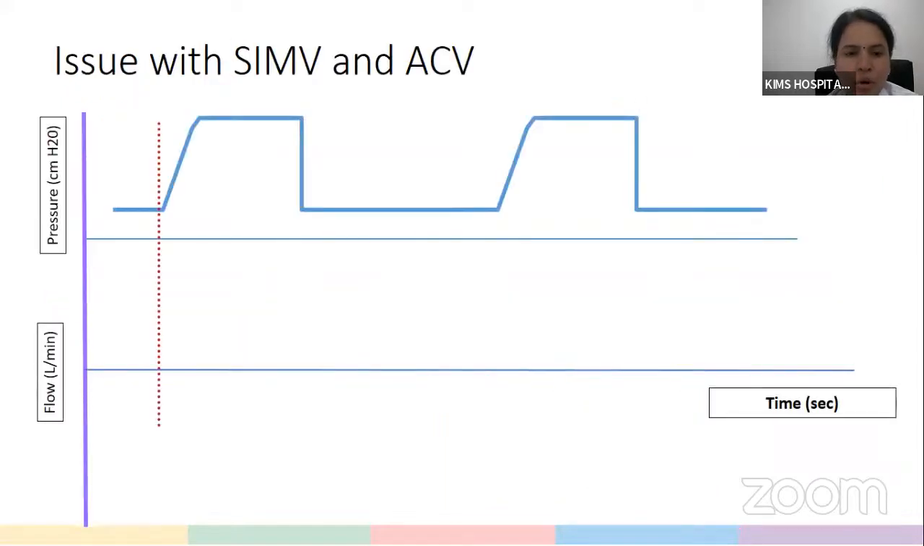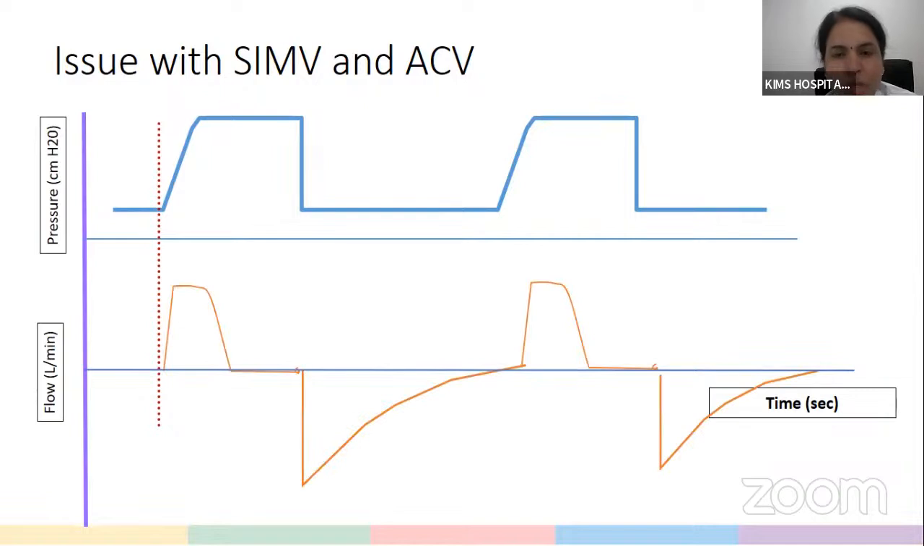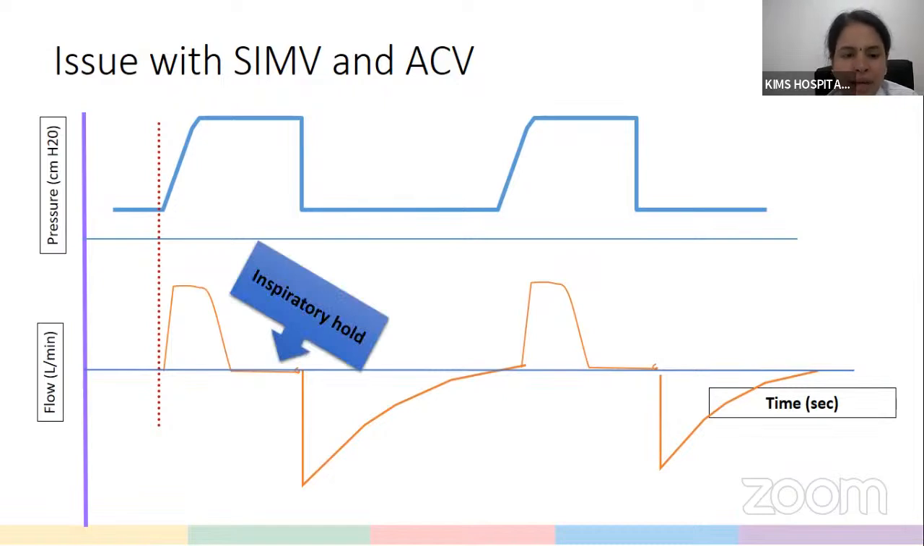So the issue with both SIMV and assist control, which are both time cycled modes of ventilation, is that there is a phase of inspiratory hold. What is this inspiratory hold? If you look at the pressure time scalar and the flow time scalar in these two modes, it is going to look like this. So this is pressure versus time: PEEP, PIP, and this is the I time and this is the E time. This is the pressure scalar and this is the flow scalar.